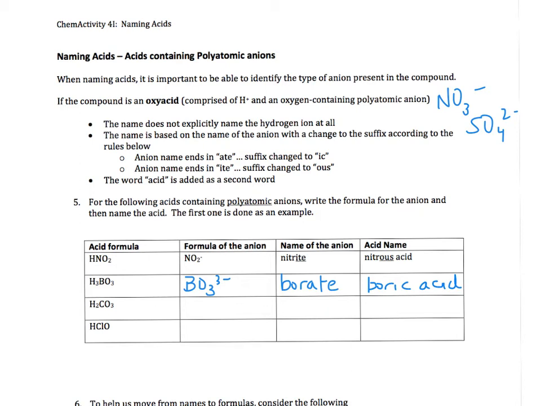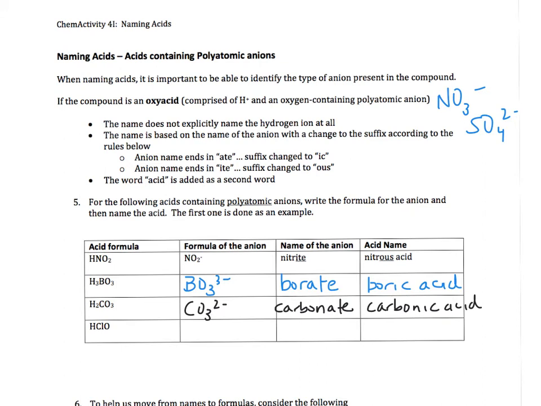Let's look at the next one. So this one does have an ion that we know. H2CO3 contains the CO3 2 minus ion. That is carbonate. And the acid then, meaning this compound here, which is the acid, is carbonic acid. Again, looking at the fact that the anion ended in ATE, that means we changed the suffix to ic, and this is the name of carbonic acid.